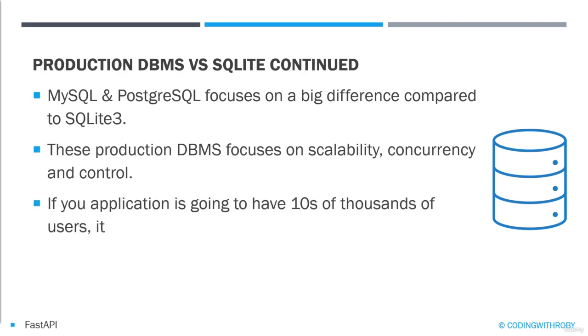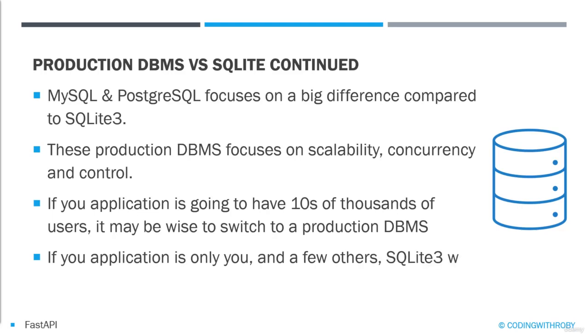If your application is going to have tens of thousands of users, it may be wise to switch to a production database management system. If your application is starting off with a small amount of users, you can definitely use SQLite. And if your application begins to get huge momentum, you can always scale your application into using a production database management system if you start with SQLite.